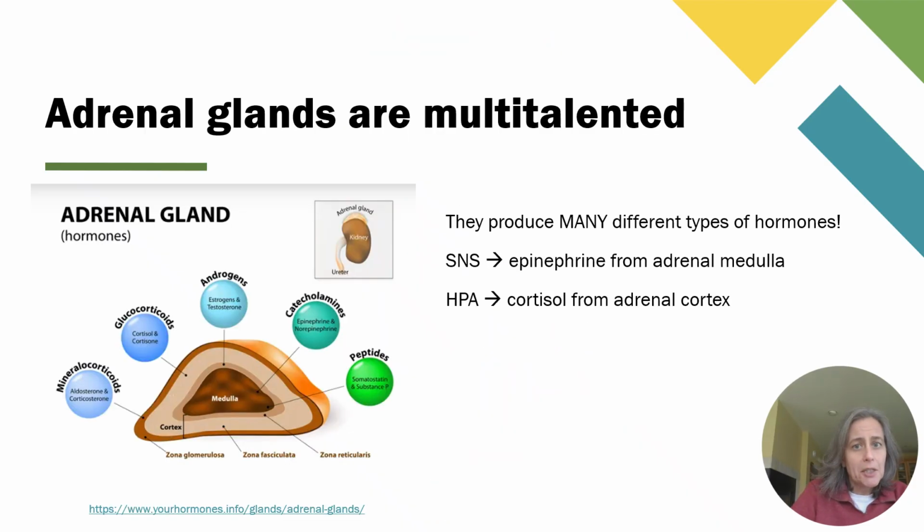I just want to acknowledge that the adrenal glands do a lot. So we already learned about how in response to the sympathetic nervous system, they release epinephrine and norepinephrine. Now we've talked about how in response to ACTH, they release cortisol. There are other things that they do as well, but we're just focusing on those two for now.